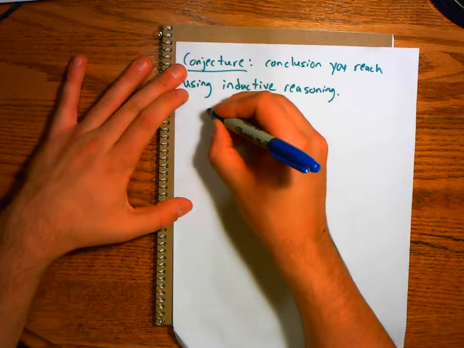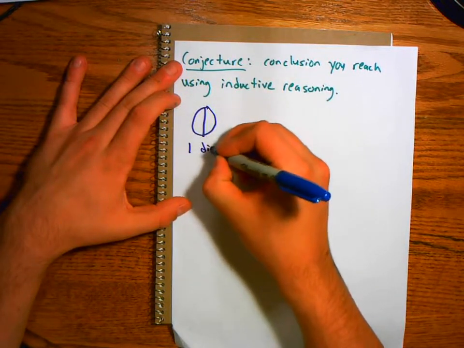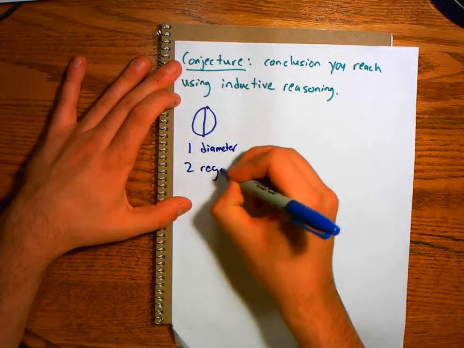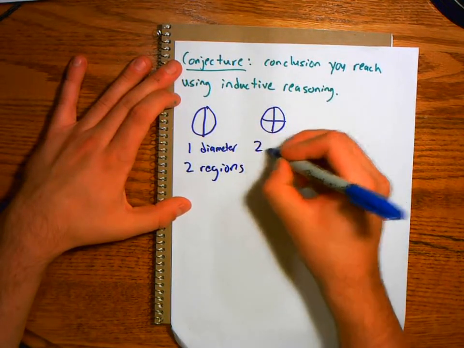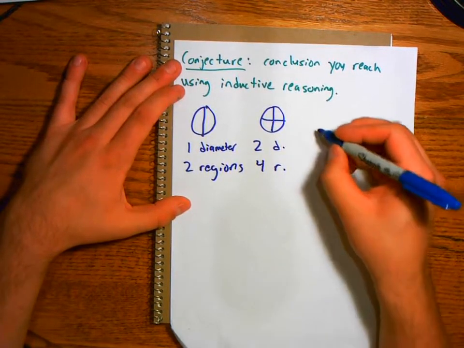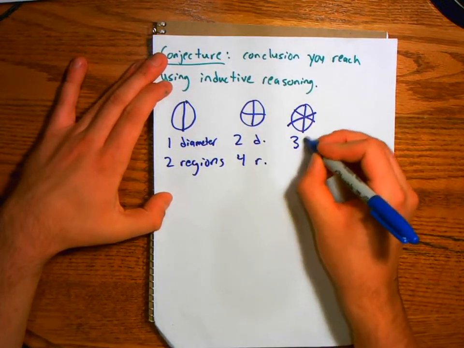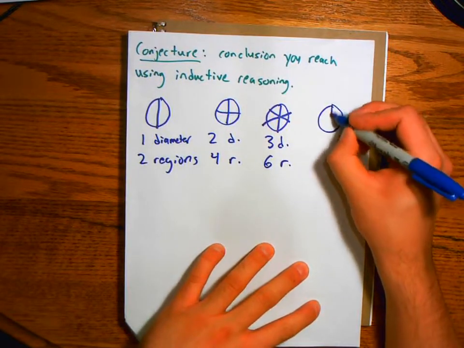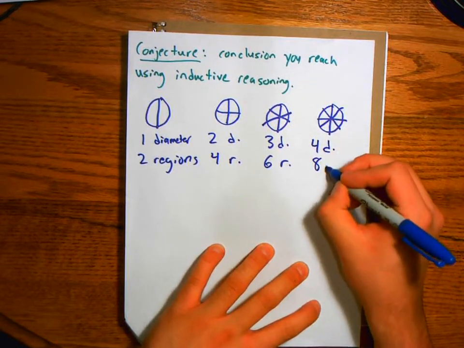So let's say, for example, we have a circle with one diameter, and this diameter divides the circle into 2 regions. Then you have a few more circles after that with 2 diameters, and it divides it into 4 regions. Then the one after that is 3 diameters, dividing it into 6 regions. Then the very last circle is 4 diameters, dividing it into 8 regions.